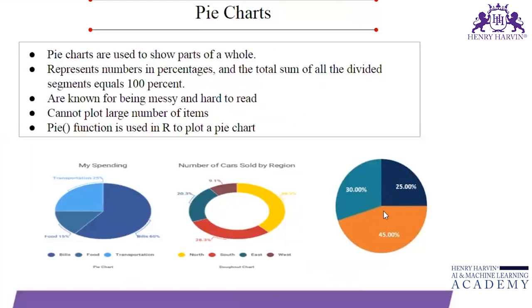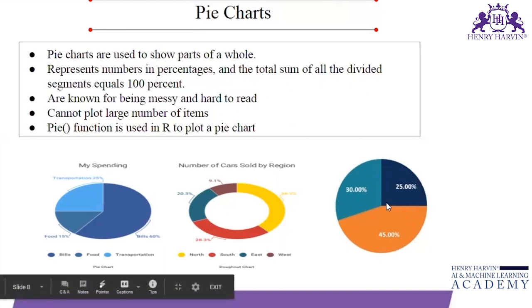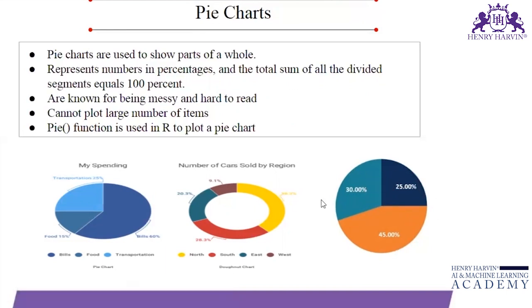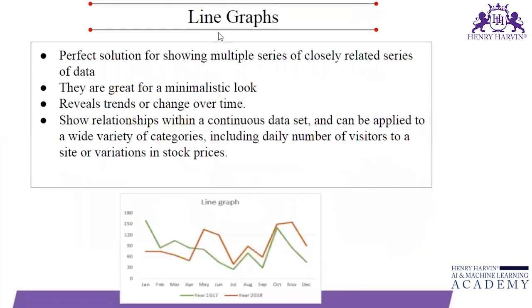The pie charts help us to divide the data which equals 100%. It shows the composition of any of the data sets. The function used is pie. The next is line graph.